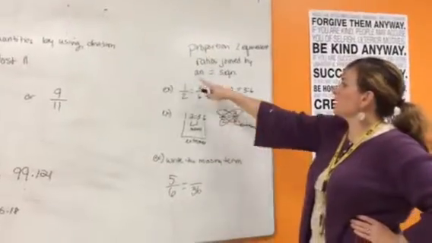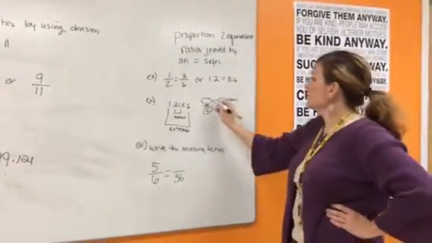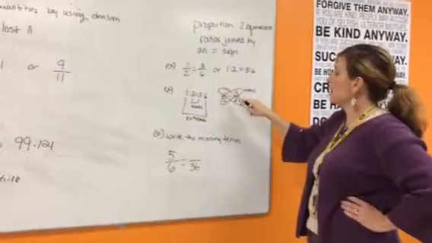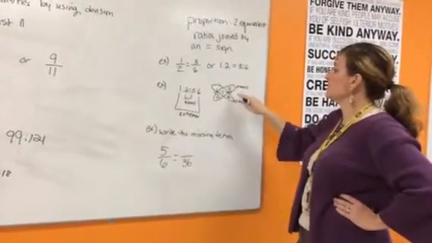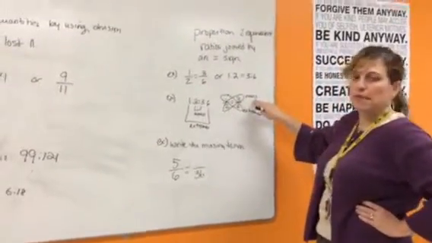When you set it up like a fraction, back to setting it up like this, these two numbers, the left top one and the bottom right one, are called the extremes, and these two numbers are called the means.